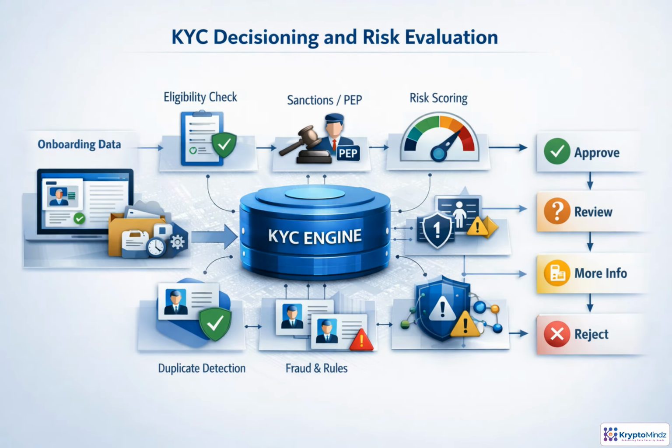Once identity is verified, the focus shifts from who is this person to should we do business with them. The KYC engine combines verified attributes with product, channel, and jurisdiction rules. It checks eligibility, screens sanctions and PEP lists, scores risk, detects duplicates, and applies fraud rules. Based on those results, it either auto-approves, rejects, asks for more evidence, or sends the case to a human reviewer for a final call.